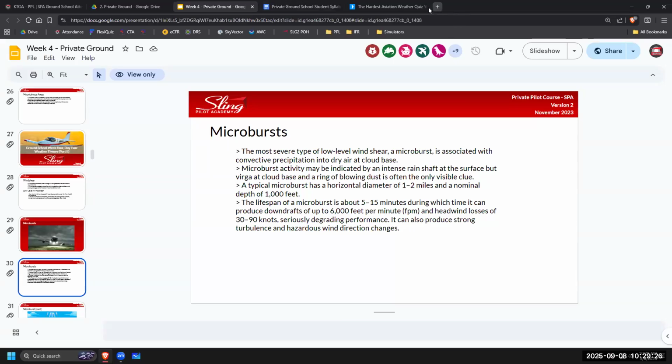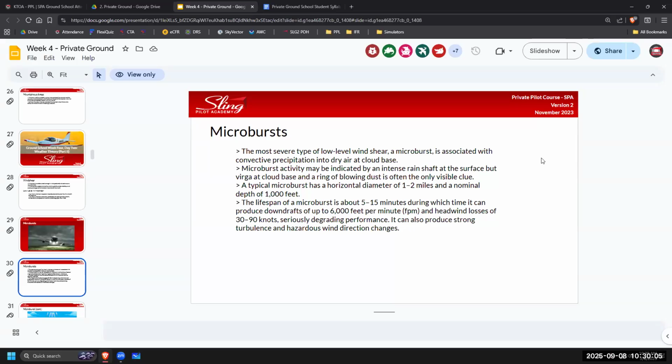Let's see if we can find the picture. Did you say convective precipitation converted to dry air? That's what it says on here. Oh, yeah. Convective. Yeah, into dry air. So let's, I want a real picture. There you go. See a column of descending air. Looks kind of crazy.